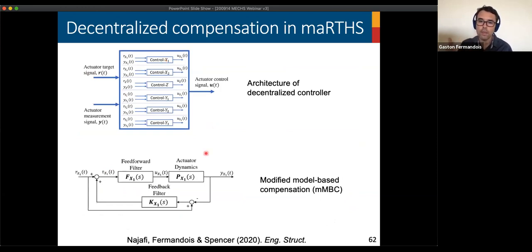Not only that, we designed for each actuator a modified version of the model-based compensation, where we design a feed-forward filter to get unity gain and zero phase for the open loop transfer function. But we created a feedback filter on top of that open loop gain in order to try to reduce the error in that unity gain, zero phase estimation of the open loop system.